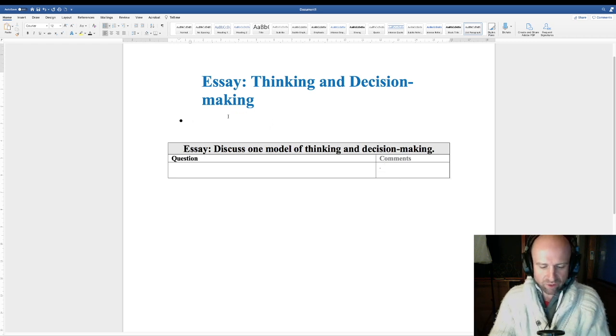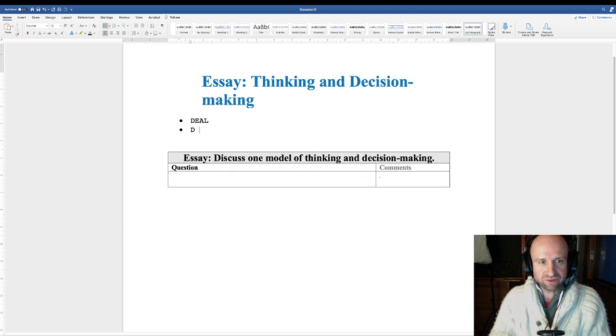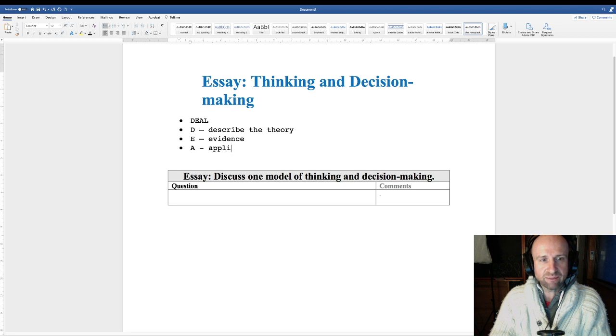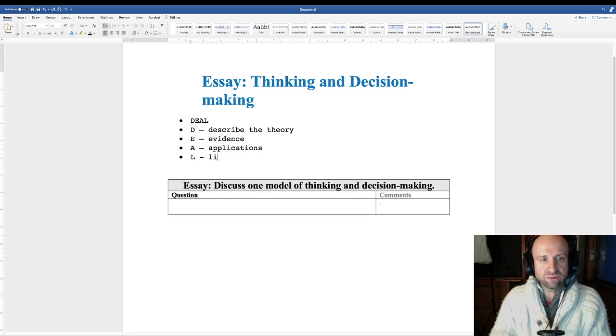The essay I'm going to try to write now is: discuss one model of thinking and decision making. So I'm going to write about the dual processing model. If you know my work by now, I'm not a big fan of the command terms. Discuss and evaluate mean the same thing. Anytime you're writing an essay about a theory in IB psychology, you can use the DEAL structure. D equals describe the theory, E equals the evidence, A equals the applications, and L equals the limitations.